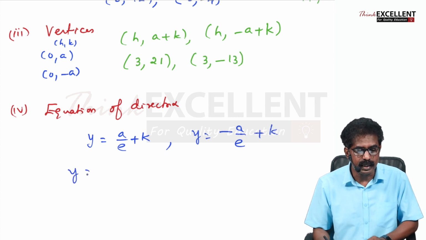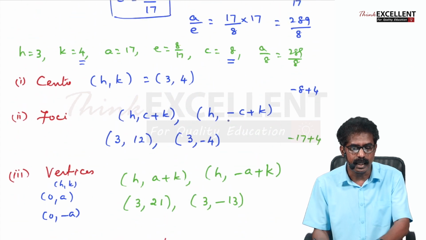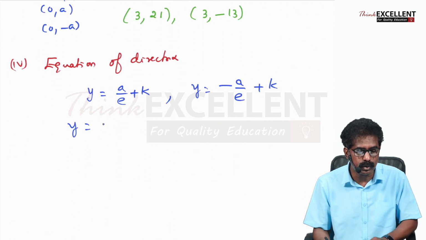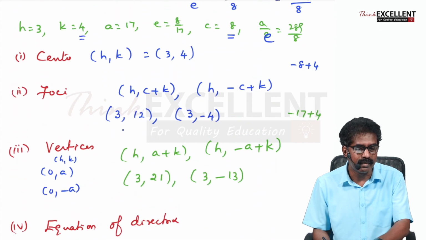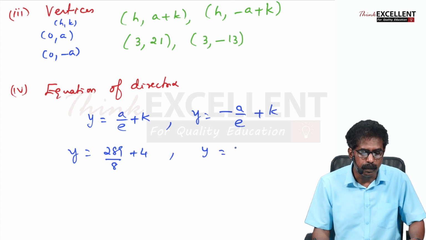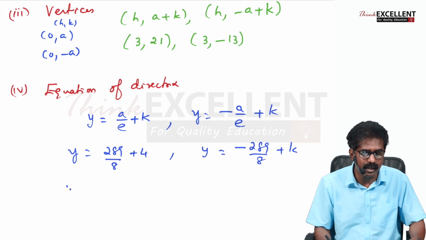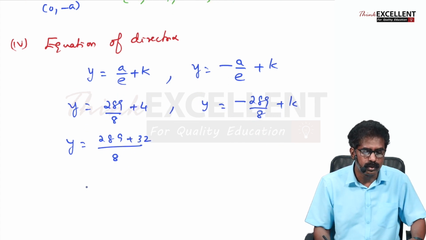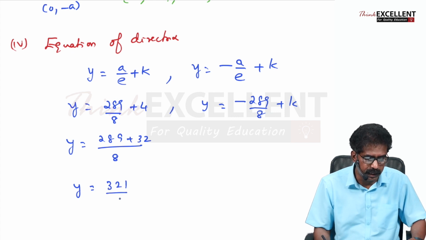That is y equal to a by e, already got it, right? A by e, it is 289 by 8. 289 by 8 plus k. k value 4. Another one y equal to minus 289 by 8 plus k. Now just take LCM, y equal to, take 8 as LCM. 289 plus 8 fours are 32. So if you simplify, you will get y equal to 321 by 8. You can't simplify.